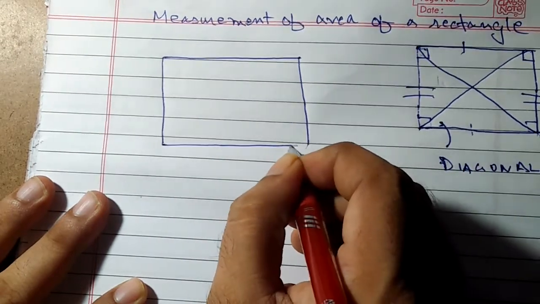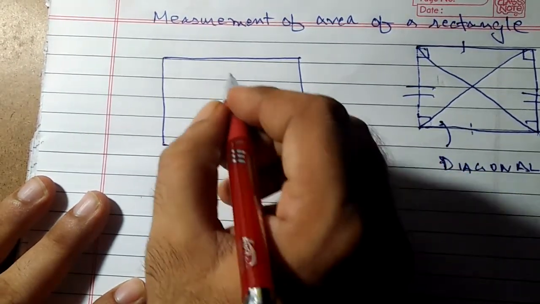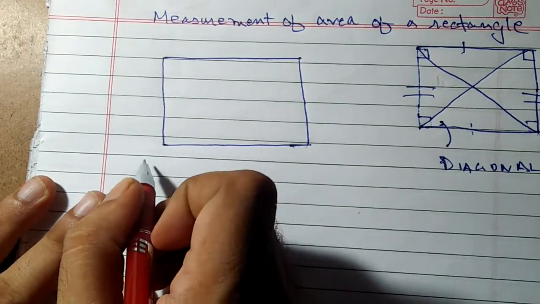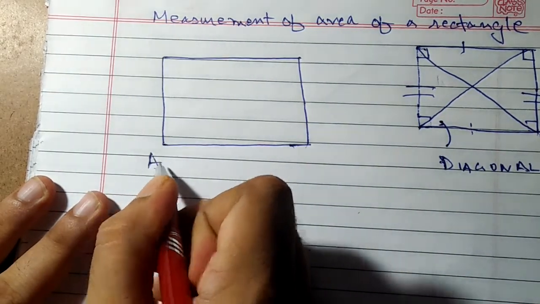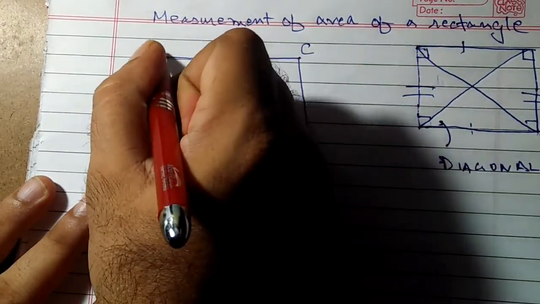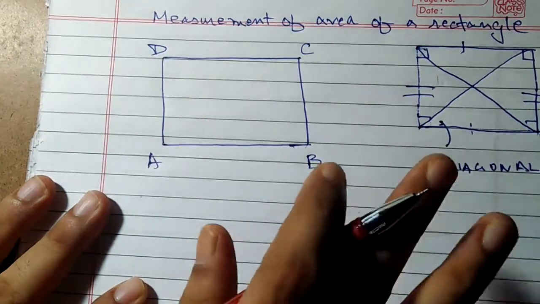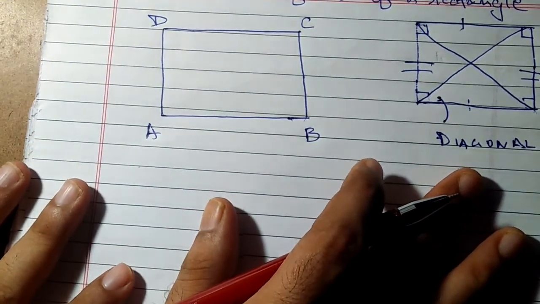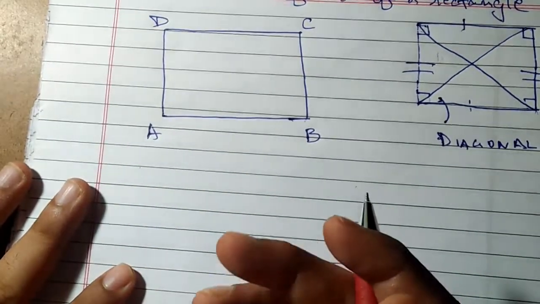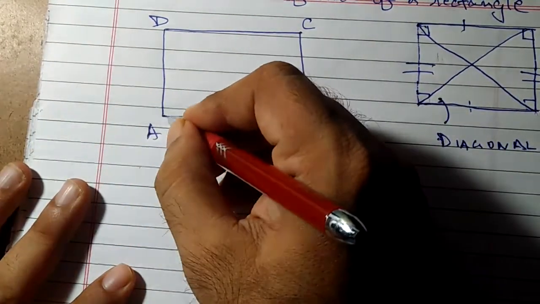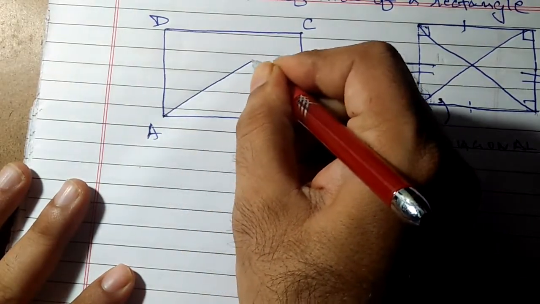Okay, and here there are two things which you have to know. First, you have to mark all the vertices A, B, C, D. This is a very basic video. Once we move on, we will get into more complex things about quadrilaterals. So now you have a diagonal here.